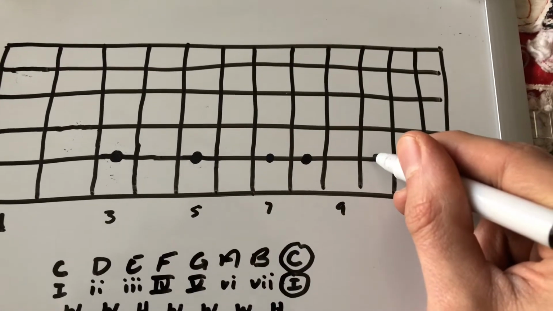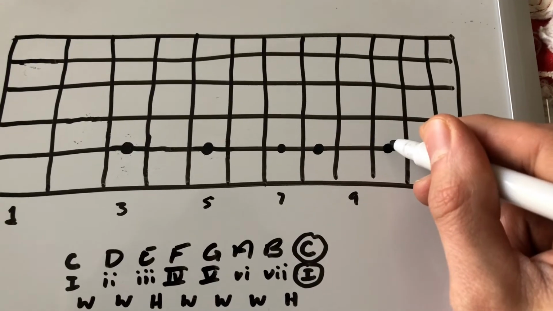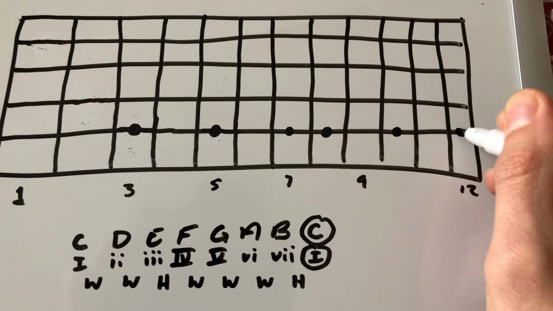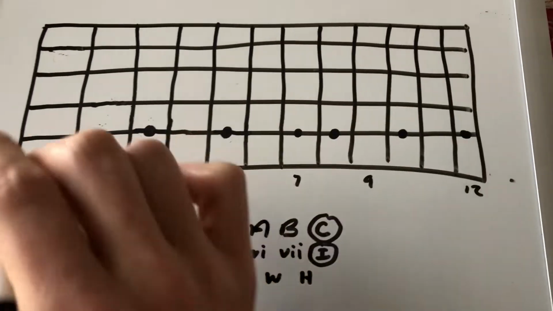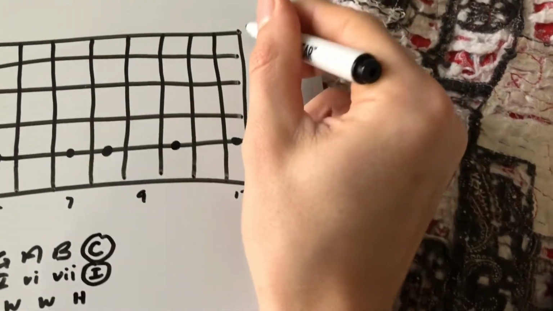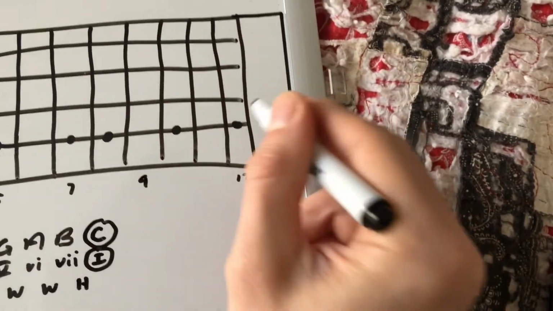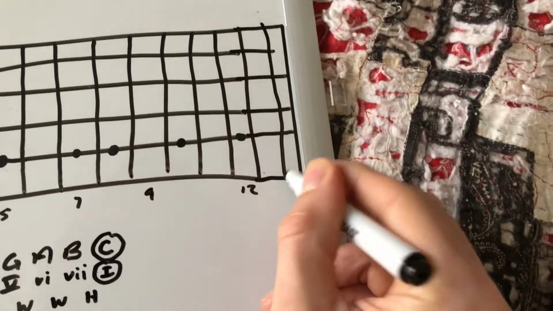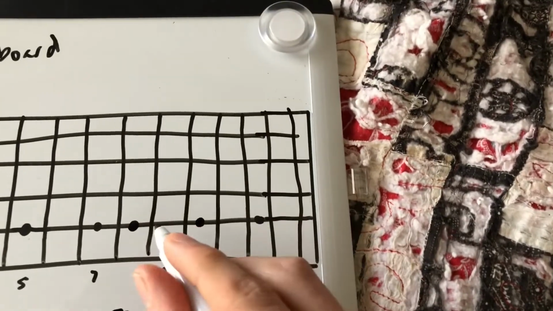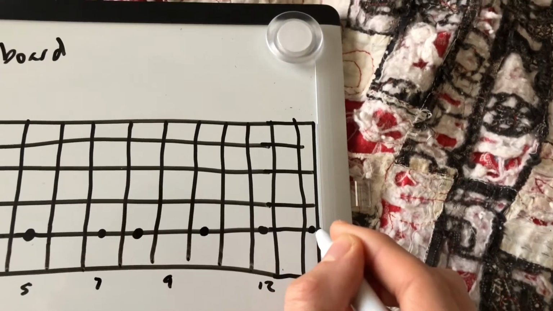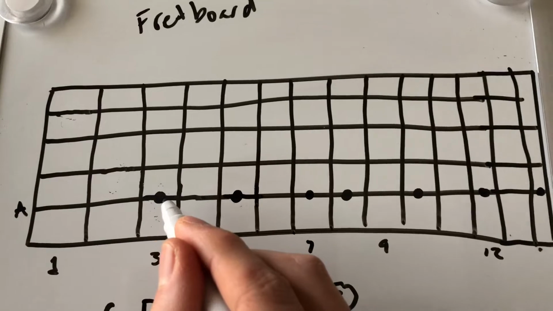Up a whole step, we have a G note, up another whole step, and we have an A note, which is the same note on the open string. If we were to keep going, we would find that if you were to jump another whole step, you'd find a B note here, and then a half step would bring you back to C, 1 octave higher.